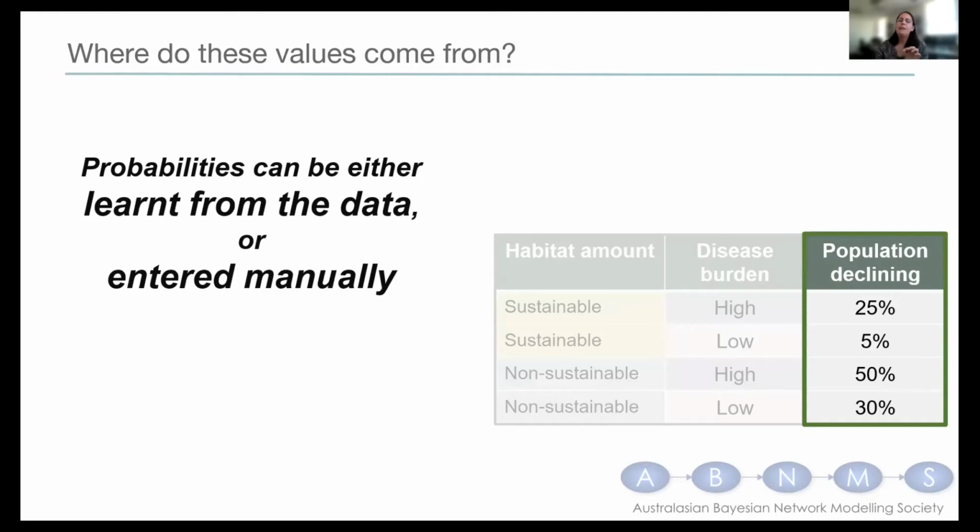This is the bit that we're going to drill down on today. Why 25%? Where do these numbers come from? It's like magic. Well, there's a couple of places we can get them from. We can either learn them from some data, if we're lucky enough to have some, or we can manually enter them into our CPTs and fill them out ourselves if we think we know what the answer is.